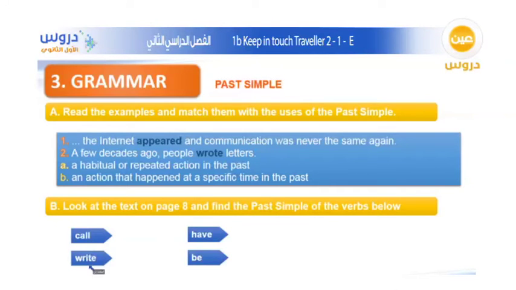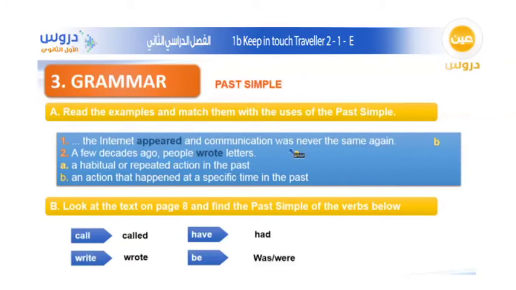And here, write, this is an irregular verb. So here we write wrote, this is the past. Have, had, and be, here, was and were. I will show you the answer here. And also here we have two sentences. It's related with A and B.